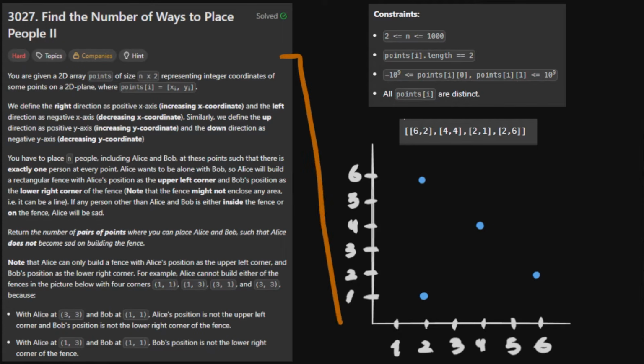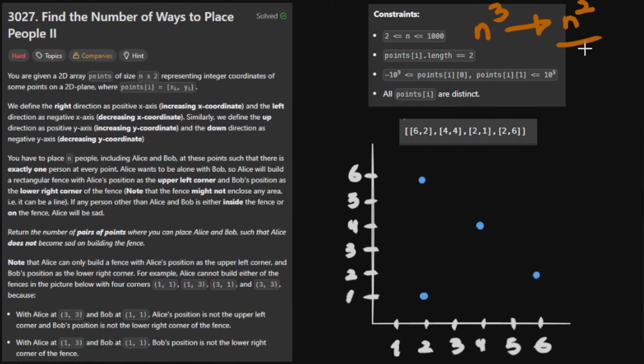So the first challenge here is to understand that this is basically the same as part 1. The only difference is here in the constraints. We can have up to 1000 points. This means we can't use a solution that runs in n cubed. We need to think about something more efficient. We can think in terms of n squared as a maximum. So now the question is, how can we go from n cubed, which is the solution for part 1, to n squared? So the strategy for this is the following.